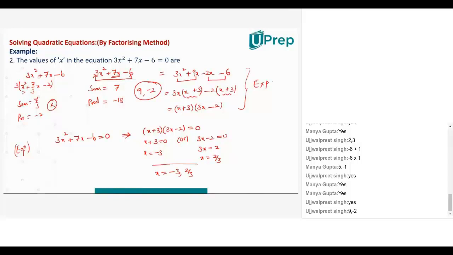Is this method clear to all? When the coefficient of x square is not 1, what should I do? The only thing is, the sum will always be the middle term, no doubt. The product should be the product of the first and the last terms. Is that idea clear to all?